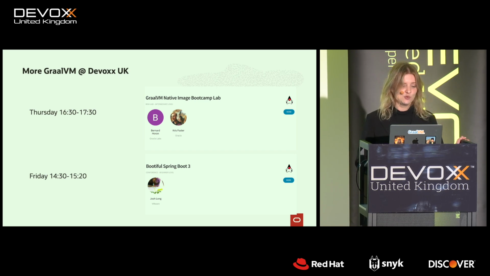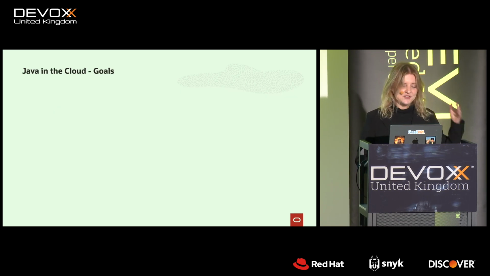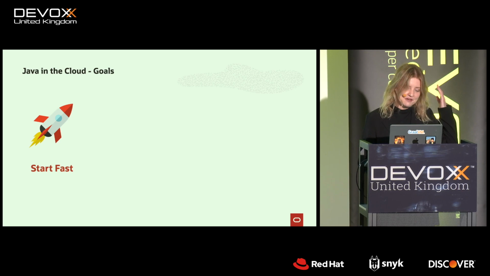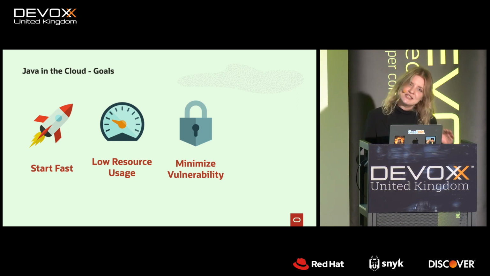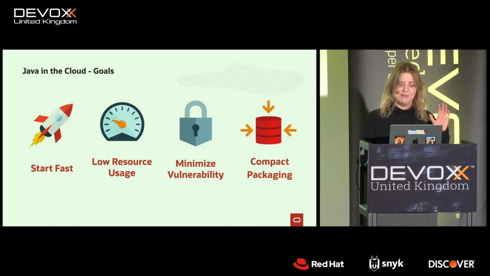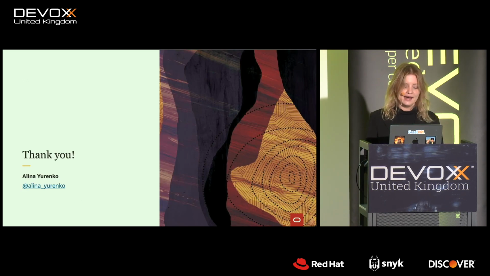Join tomorrow as well. Okay, so just to summarize all this, if you want to achieve a fast startup, if you want to have low resource usage, more specifically memory, if you want to minimize vulnerability of your apps and get smaller packaging size, then at least try native image and see if it works for you and if it helps you accomplish your goals. That is that.